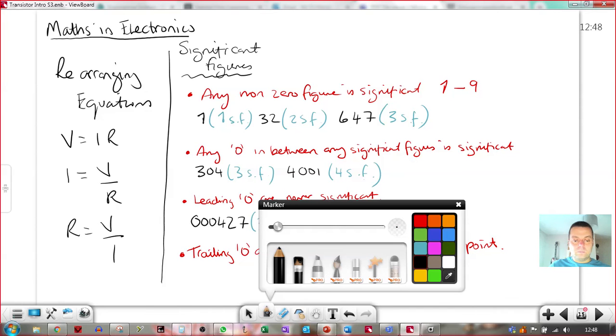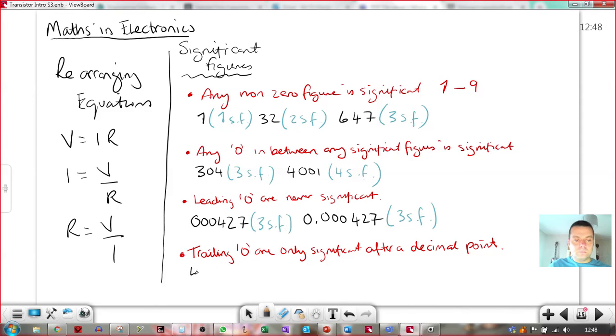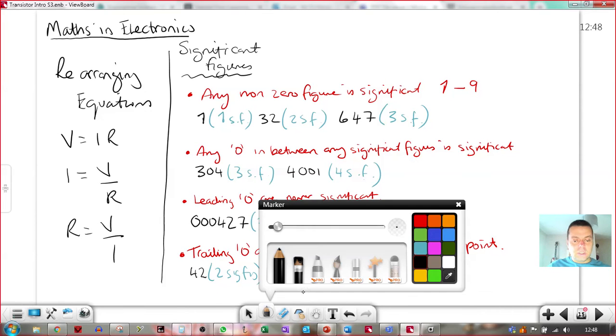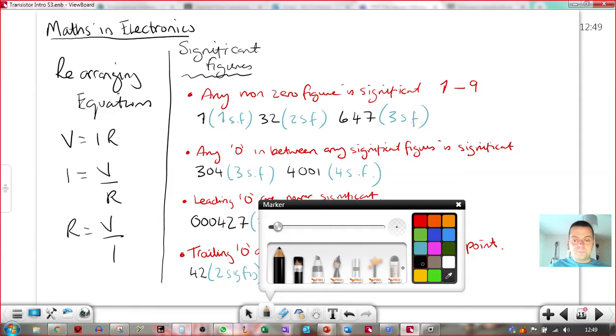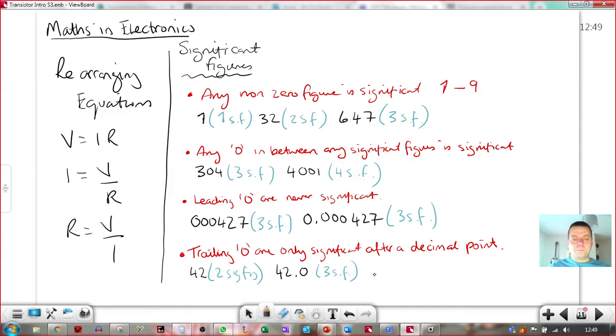Okay, so 42, no decimal point, has got 2 significant figures. 42.0 has 3 significant figures. Right. 420 has only got 2 significant figures, because trailing zeros are only significant after a decimal point. There's no decimal point in here, so that 0 is insignificant. So that's only got 2 significant figures.